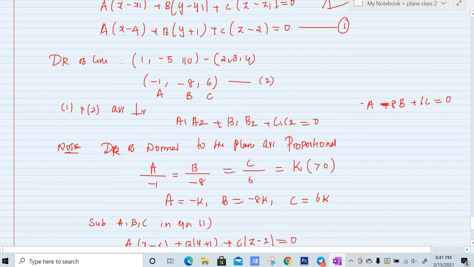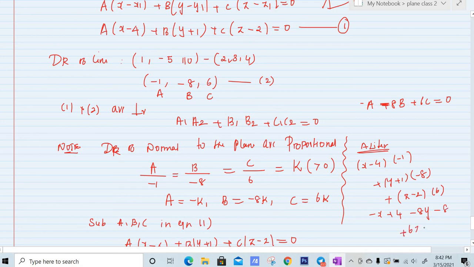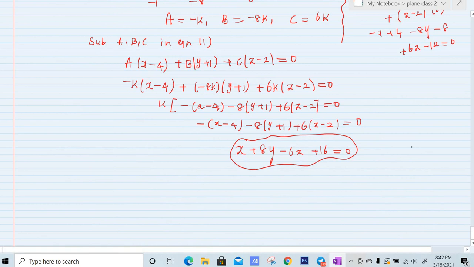I think you can make a dot product with these two terms also to find this equation. Let's try to make a dot product with these two terms. So it will be (x minus 4) into minus 1, (y plus 1) into minus 8, (z minus 2) into 6. So you will have minus x plus 4 minus 8y minus 8 plus 6z minus 12 is equal to 0. So I think we are getting the same answer, right? Minus x minus 8y plus 6z, 4 minus 8 is minus 4, minus 4 minus 12 is minus 16 is equal to 0. So if we multiply with minus, we are getting the same answer.